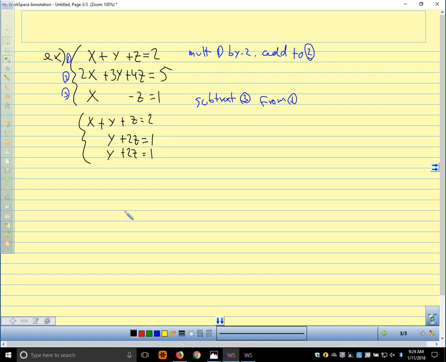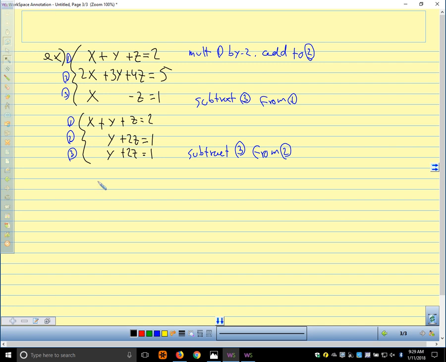Do we see what's going to happen here? Not yet? Okay. We're going to use now 2 and 3 to eliminate this y. So what are we going to do there? You could multiply by -1 and add, or I'm just going to say subtract 3 from 2.